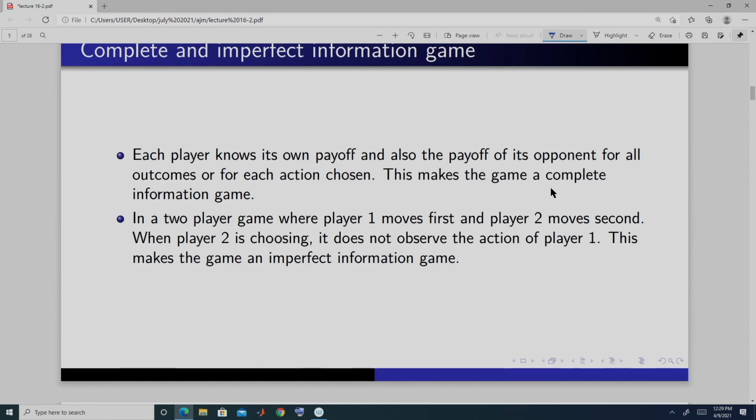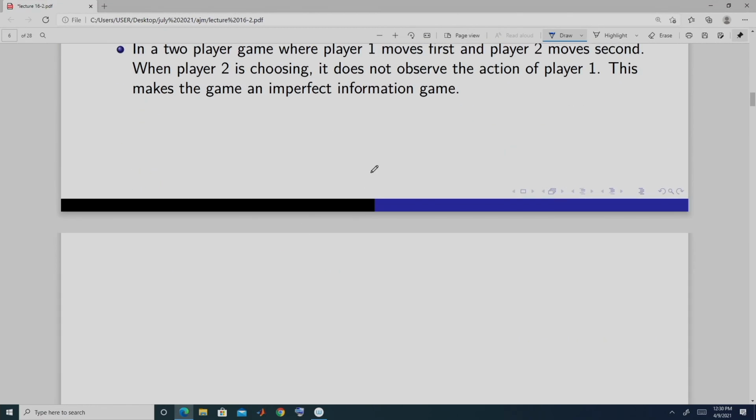Similarly, player 2 knows its payoff for each outcome and also the payoffs of player 1 for each outcome. So that's why it is complete information. But it may be imperfect, because suppose the game is played between player 1 and player 2, and it is a two-stage game where player 1 moves first and player 2 moves second. But while player 2 is choosing its action, player 2 doesn't observe the action chosen by player 1. So if we take the similar game as we have discussed earlier, it will look something like this.